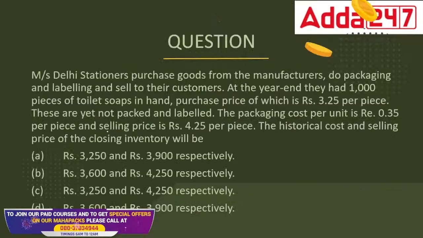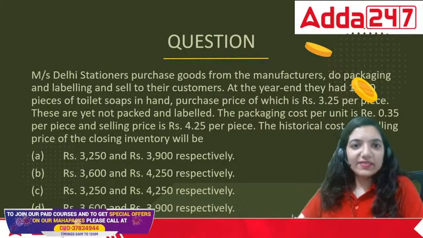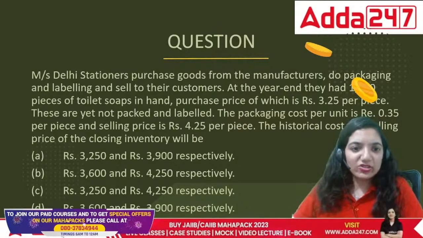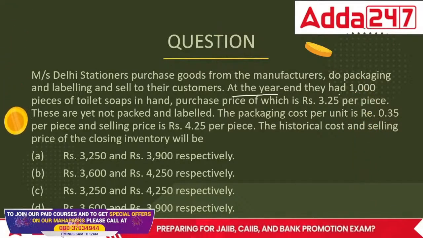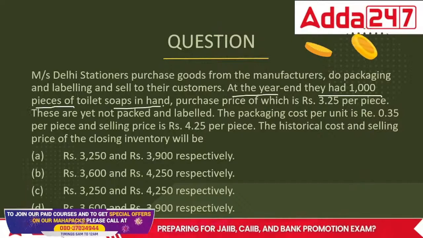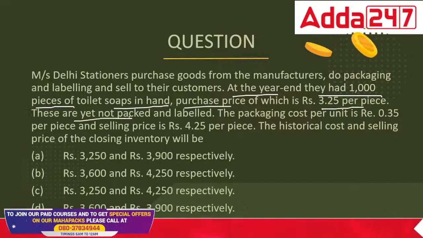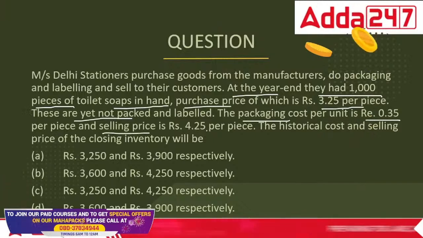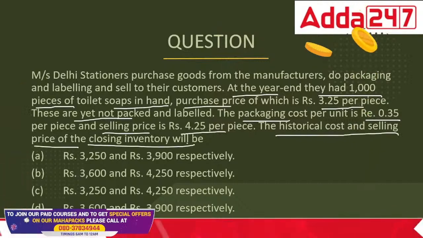Now let's look at the next question. The next question says Messrs Delhi Stationery purchases, manufactures and packages this entire area. I think now it is visible. They say that at the year end they had 1,000 pieces of toilet soaps in hand. Purchase price was 3.25. They are not yet packed and neither labeled. The packaging cost per unit is 0.35 and the selling price is 4.25. The historical cost and the selling price of the closing inventory will be?